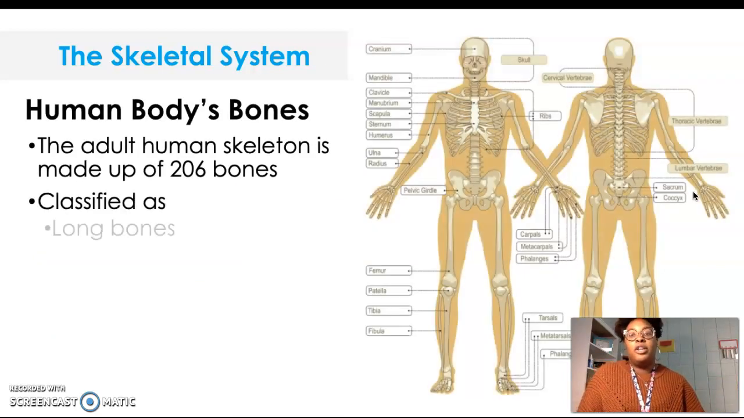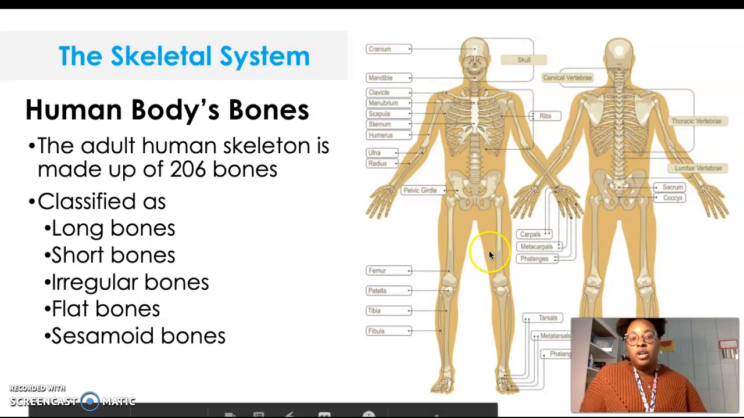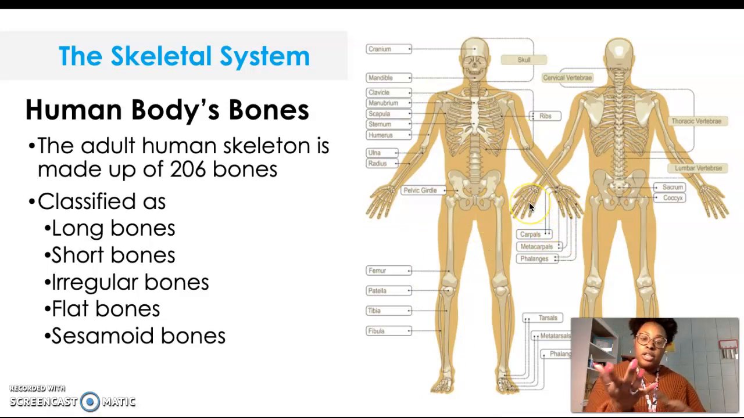All right, so the human body has 206 bones, and they're classified as long bones, short bones, irregular bones, flat bones, and sesamoid bones. So long bones are going to be like your femur, which is here, your humerus, your ulna, your radius, your tibia, and your fibula. Short bones would be also your fingers. Even though your fingers are short, they're considered to be long bones, okay?